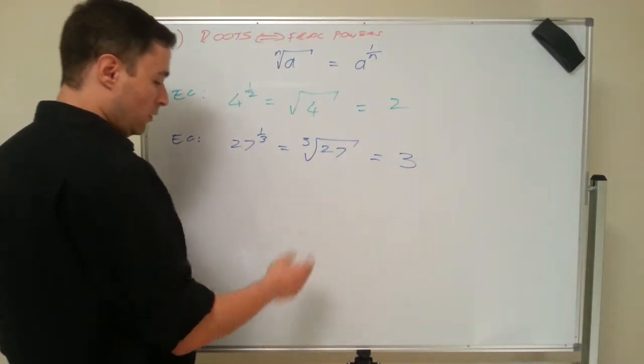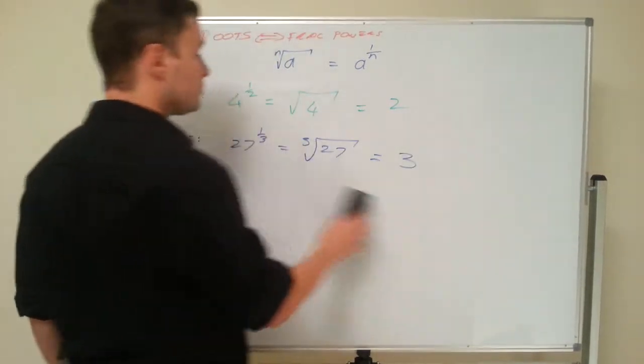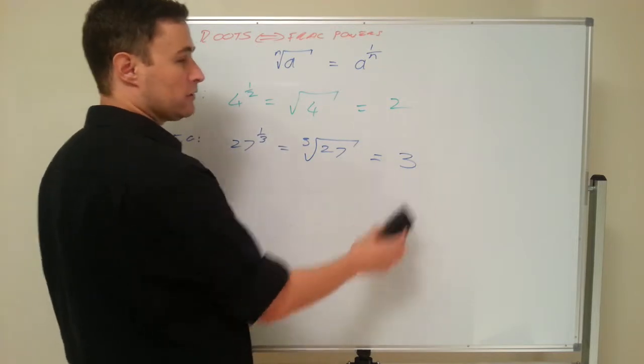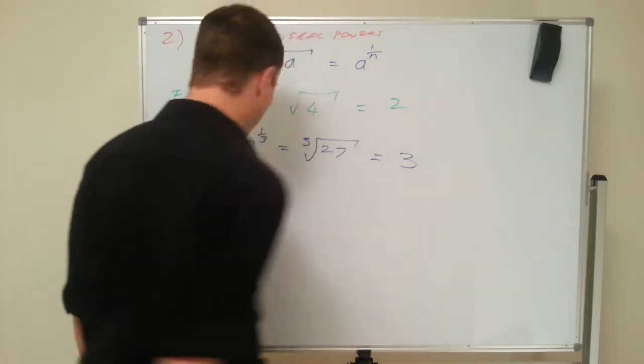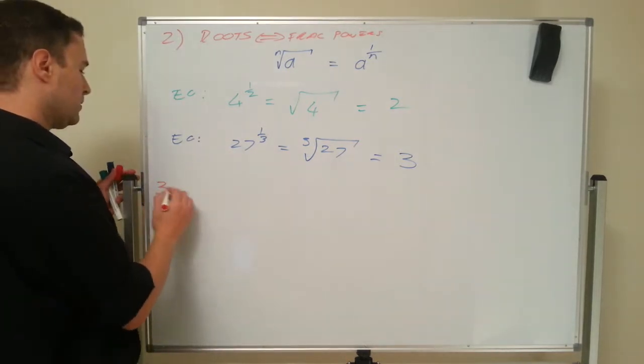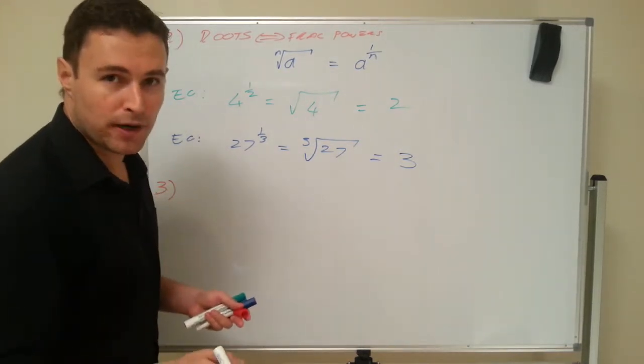Now, when you get good at this, you start leaving out this part. You don't bother writing this. You go cube root of 27 to the power of 3. All right. And last little law, the easier one. Anything to the power of 0 is 1.